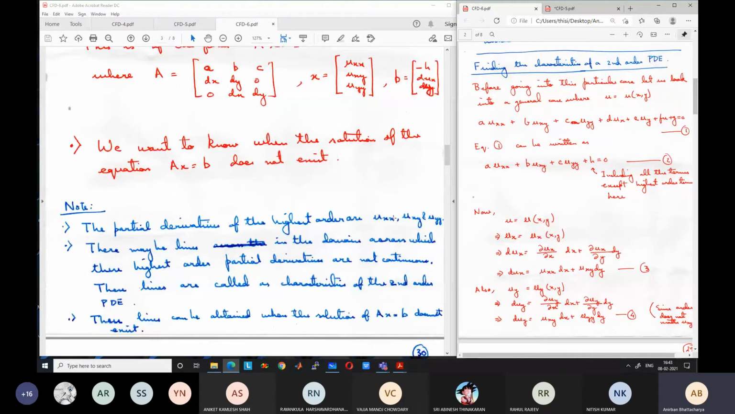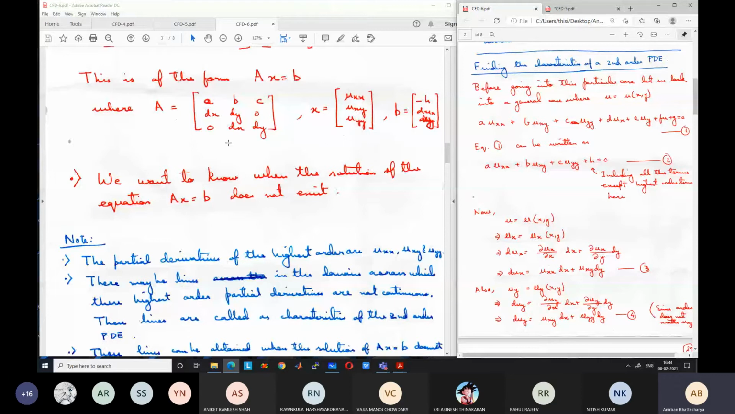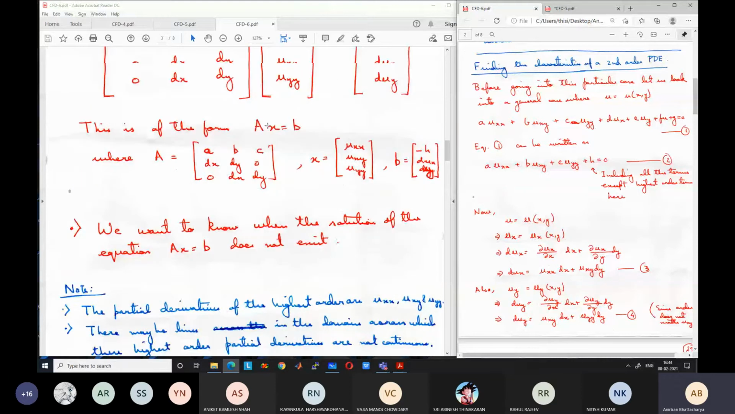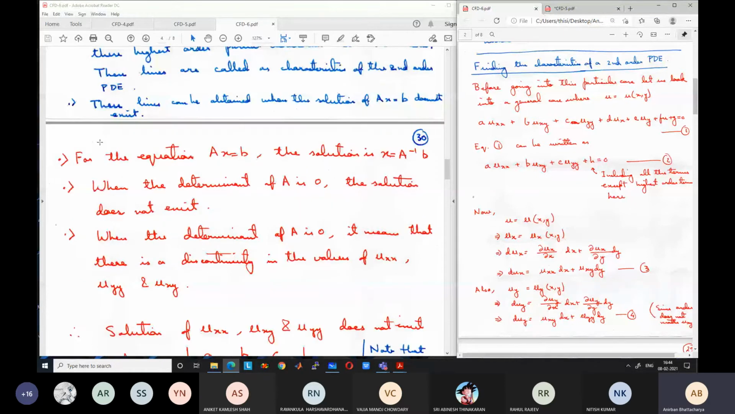Now we are trying to find a situation where the solution of uxx, uxy and uyy does not exist. And as someone has correctly pointed out, it will happen when the determinant of A is 0. Then you cannot have the matrix inversion, then you cannot solve for it. So if determinant of A is 0, the solution of uxx, uxy and uyy does not exist. I will repeat again, if determinant of A is 0, the solution does not exist. So now our task is to find when the determinant of A is 0.